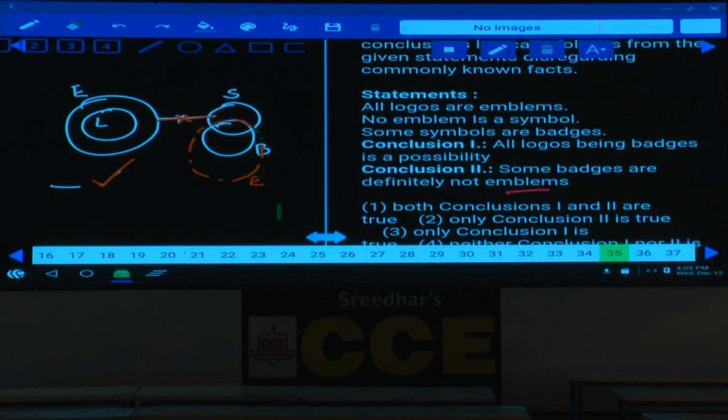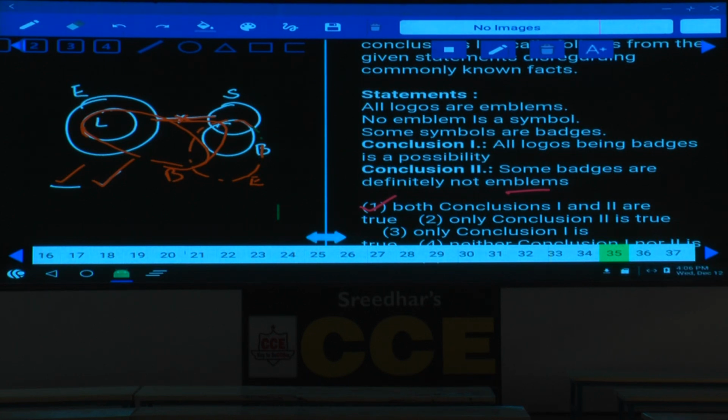Then the first one, all logos are badges is a possible. All the logos are badges, is it possible here? Now in order to make this one possible, all these logos must be badges. This must be my badge. Can I draw my badge like this here? If you draw my badge like this, then what happens here? Is it possible or not? Yes, it is possible. Then what is the answer here? Both the conclusions follow, both 1 and 2, choice 1. Clear now?